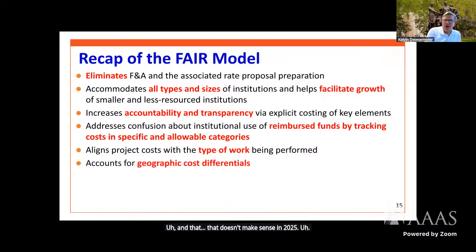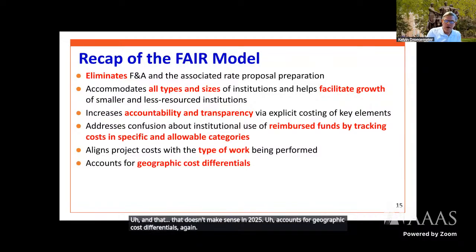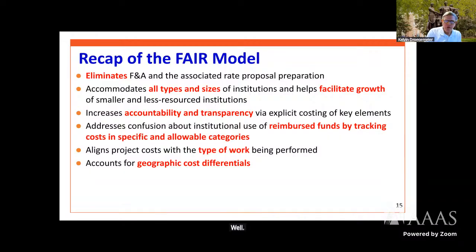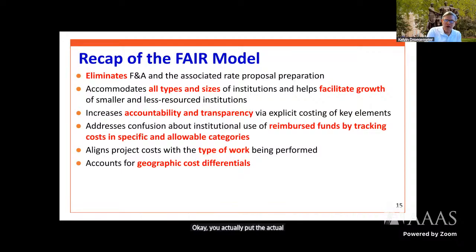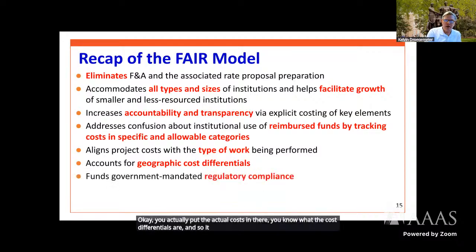Accounts for geographic cost differentials. Again, the costs are whatever they are. If you're in the Northeast and the personnel and facility costs, electricity, whatever, are more, well, you know exactly what those costs are. And they're maybe not as high in Oklahoma or Kansas. You actually put the actual costs in there, you know what the cost differentials are, and so it accounts for that automatically.